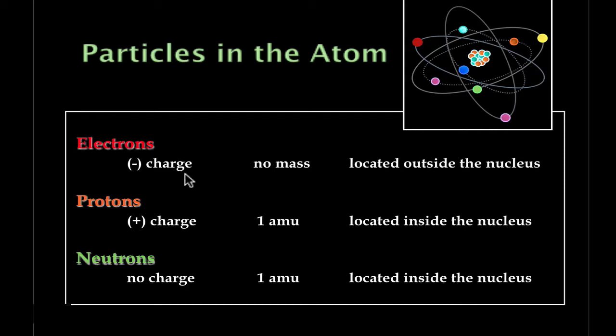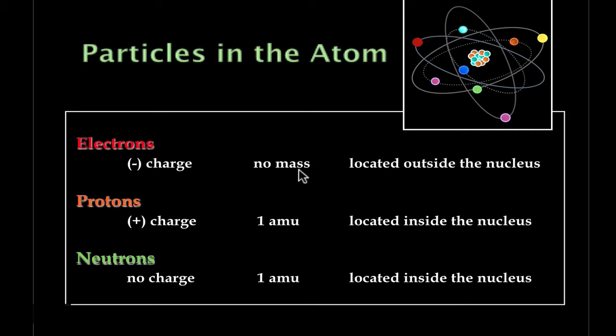So if I ask you a question in class or on a test, what is the overall charge of an element, then you have to look at how many protons it has versus how many electrons it has. If it's 1 and 1, then it has no charge because the positive and the negative cancel each other out, and it simply is a neutral atom. If it has more protons than electrons, say 2 more protons than electrons, then it would have a +2 charge. Same thing goes for electrons. If it has 2 more electrons than protons, it would have a -2 charge.